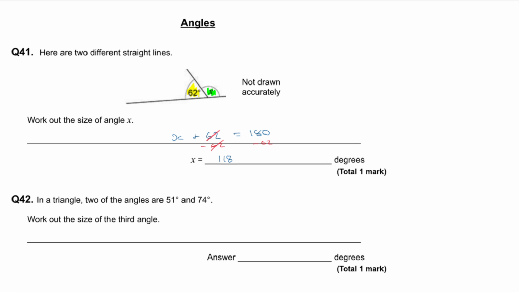Work out the size of the third angle. Okay, so let the third angle be x. Then my three angles, x plus 51 plus 74, must be equal to the interior angles of a triangle, which always add up to 180 degrees. Okay, so adding these two together first, 51 and 74 added together, that gives me 125, isn't it? So that's x plus 125 is equal to 180. So then taking 125 away from both sides, that's going to leave me with x is equal to 180, take away 125, that is 55 degrees.